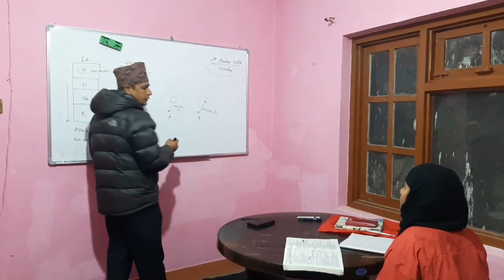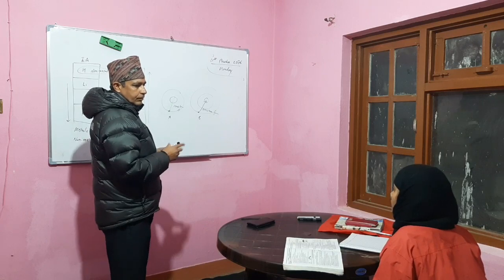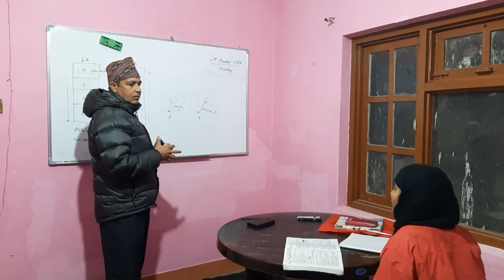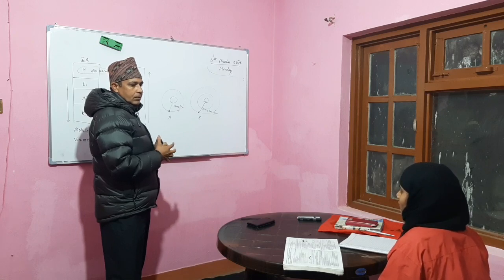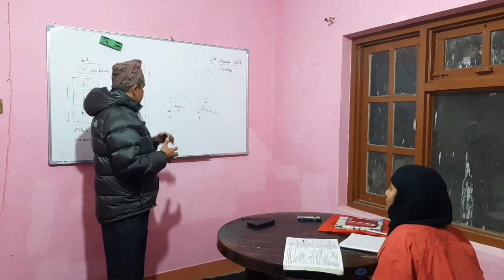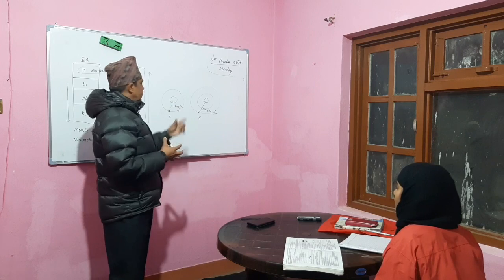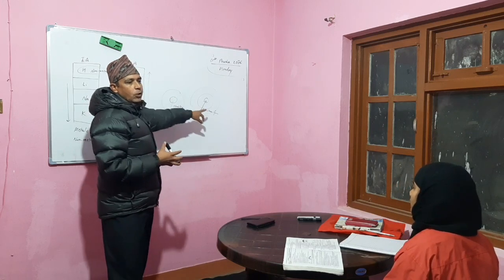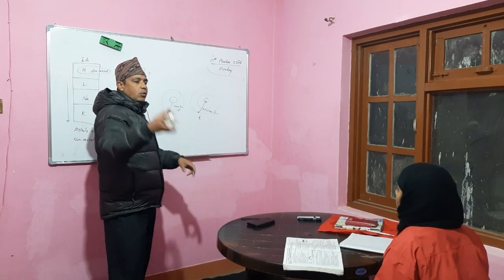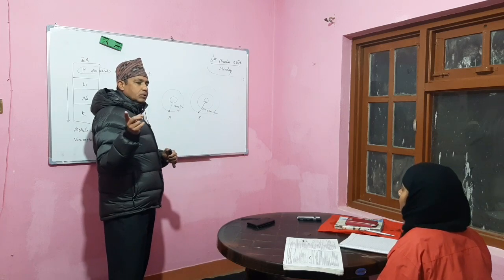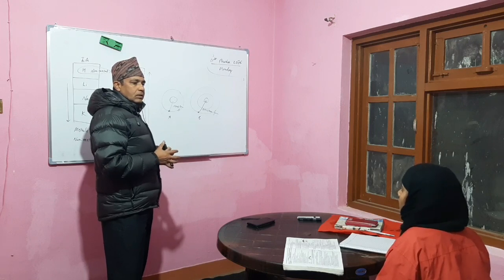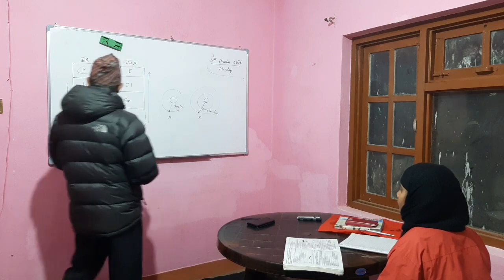In A, nuclear force is more, because shorter distance means more nuclear force, and longer distance means less nuclear force. Already we have studied this in gravitational force, no? Force is inversely proportional to the distance between two bodies.